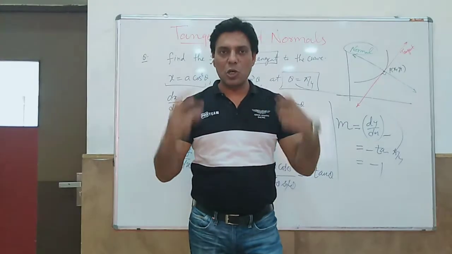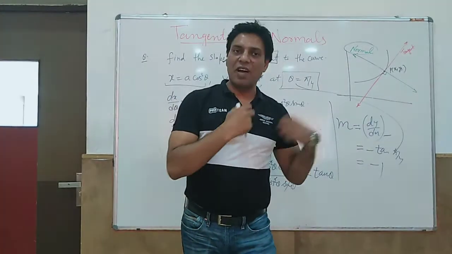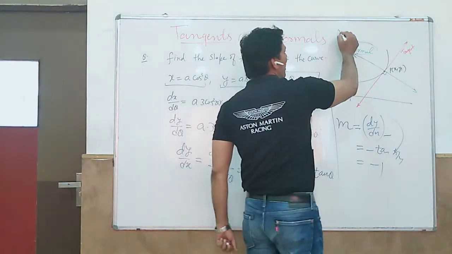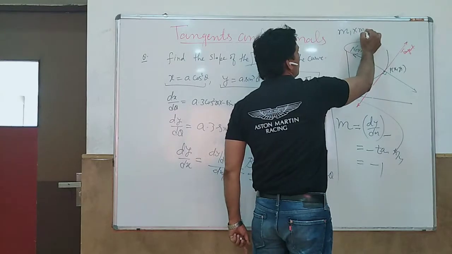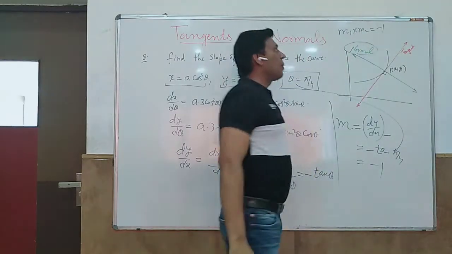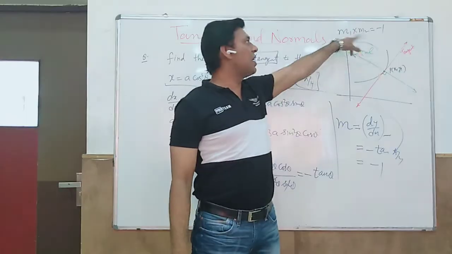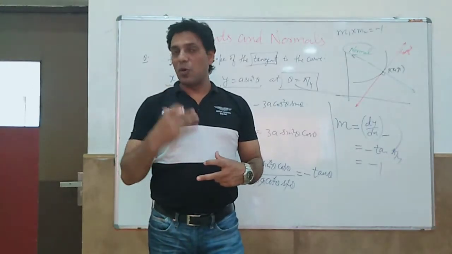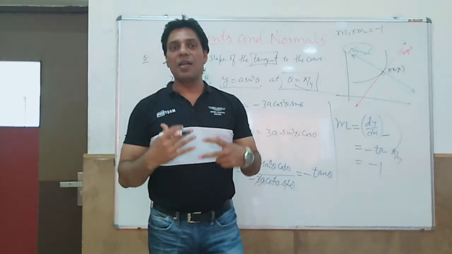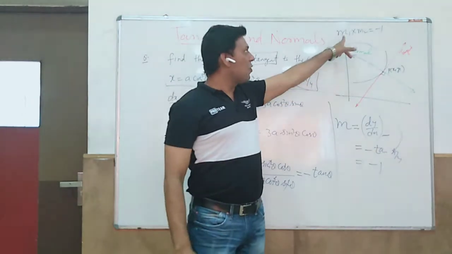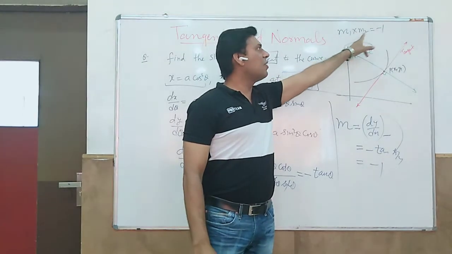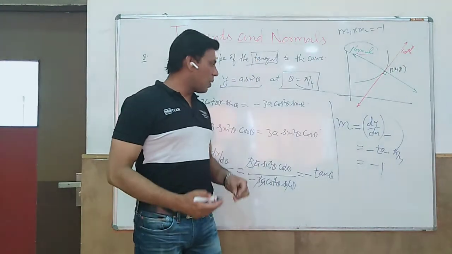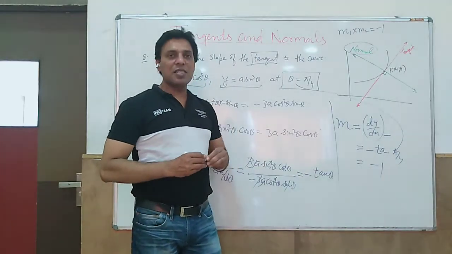So if you have the slope of the tangent, then you can find the slope of the normal by the property that if two perpendicular lines have slopes m1 and m2, the product of the slopes of the two lines is -1. So if you have the slope of the tangent, you can find the slope of the normal using this property. So 4 more questions, stay connected.